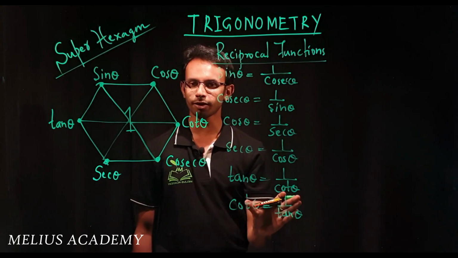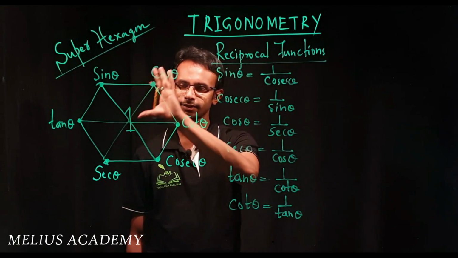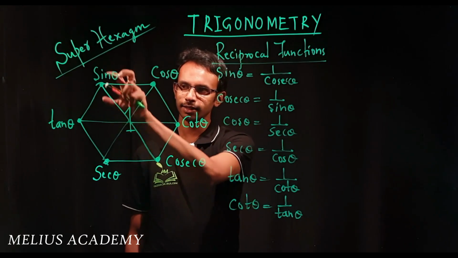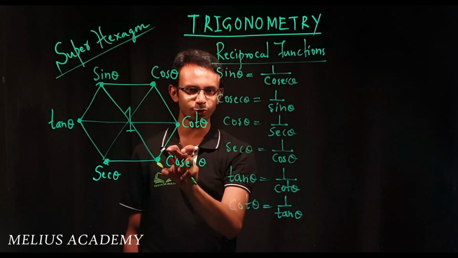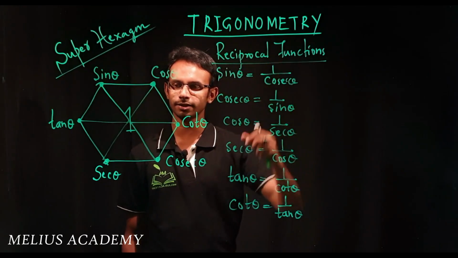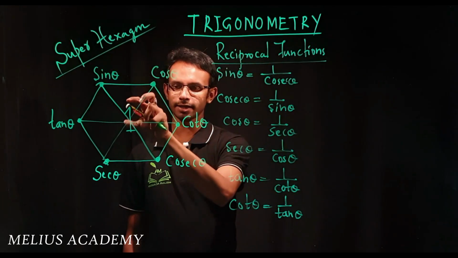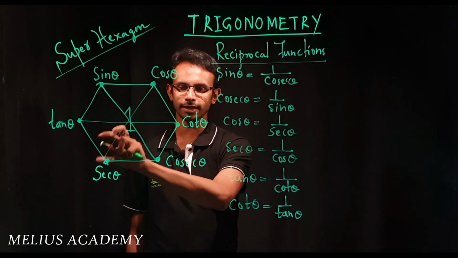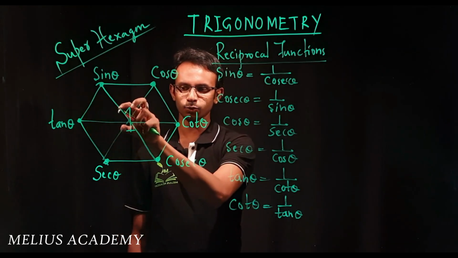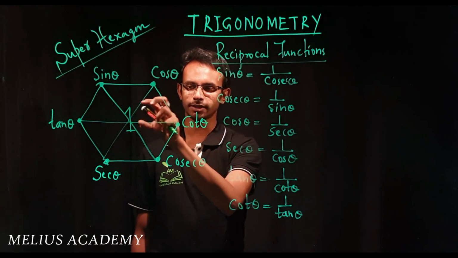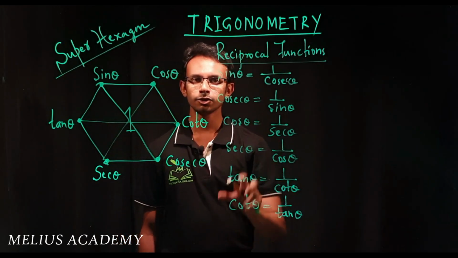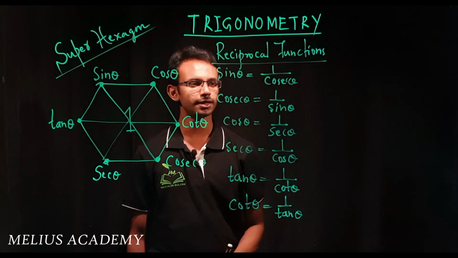So learning all these reciprocal functions from this super hexagon is very easy. If you see the vertices connected in this diagonal, sin theta is 1 divided by cosecant theta, and cosecant theta is 1 divided by sin theta. So these two you can easily remember. Similarly, cos theta is 1 divided by secant theta and secant theta is 1 divided by cos theta in this diagonal. Tan theta is 1 divided by cot theta and cot theta is 1 divided by tan theta. So this diagonal will give you the remaining two. By this way, reciprocal functions you can easily remember.